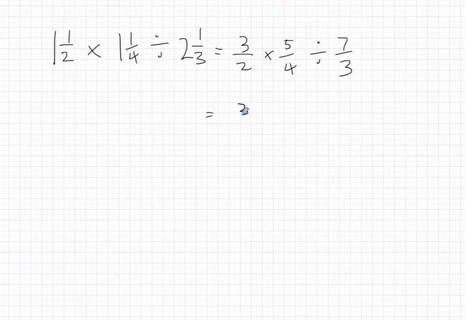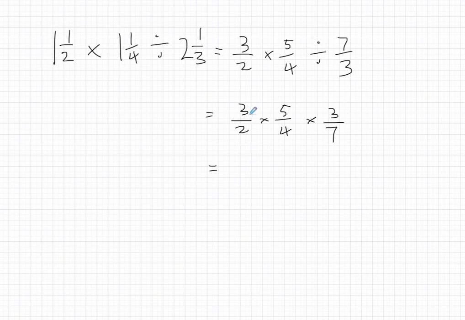So this is 3 over 2 times 5 over 4. Instead of dividing, we multiply, which is 7 over 3. No, it isn't. I haven't turned it upside down. I've done that wrong. Right, which is 3 over 7. Now, I invented this sum, and I haven't done it very well. So it won't cancel. Nothing from the top to the bottom.